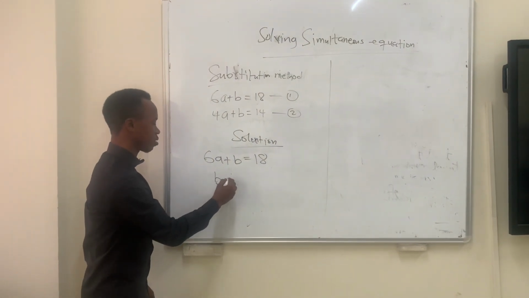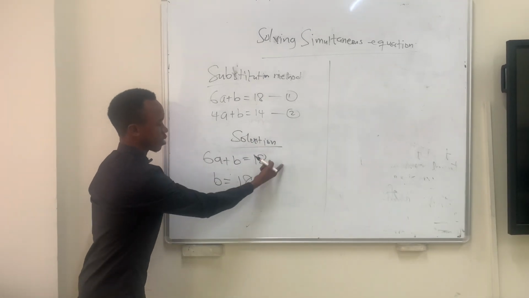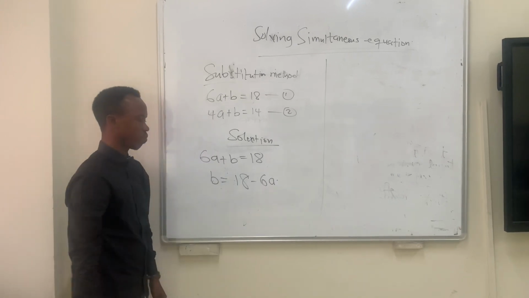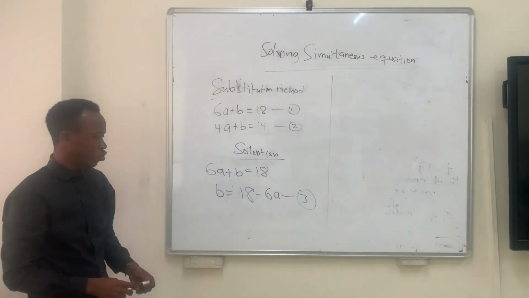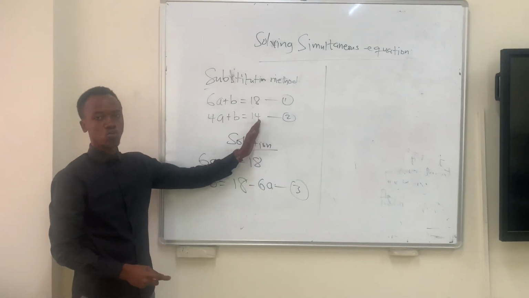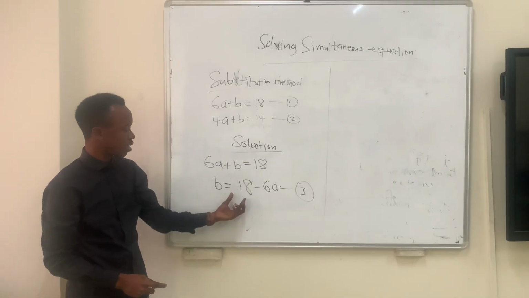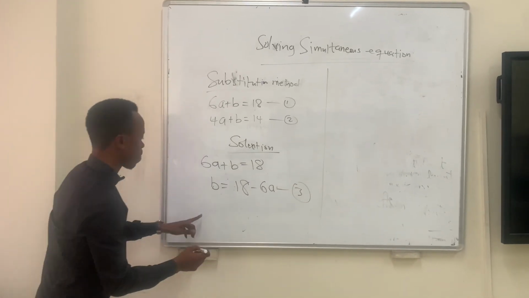We have b equals 18, and this 6a will go to the other side of the equal sign, so it becomes minus 6a. You can name this equation 3. So now put b into equation 2. What that means is that wherever you see b in equation 2, you just substitute it by 18 minus 6a.